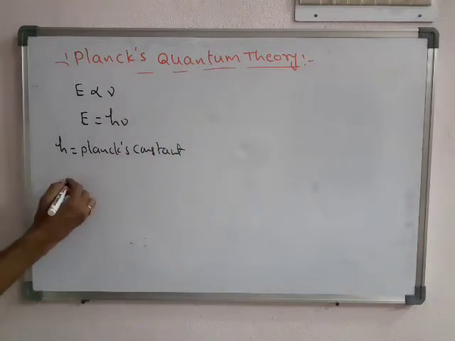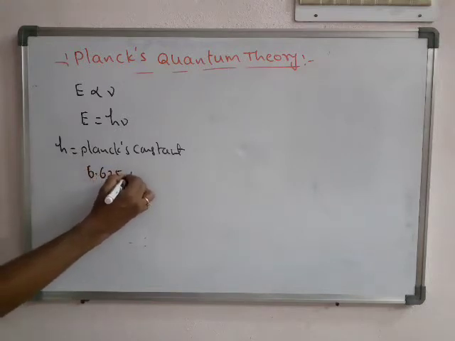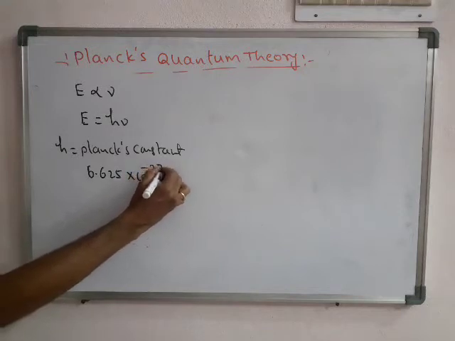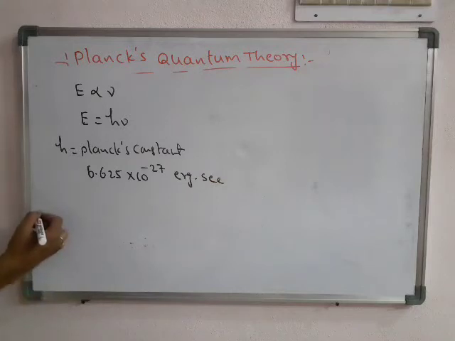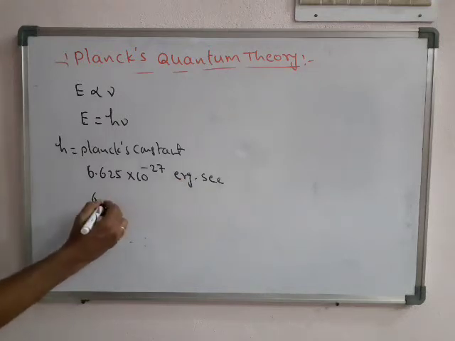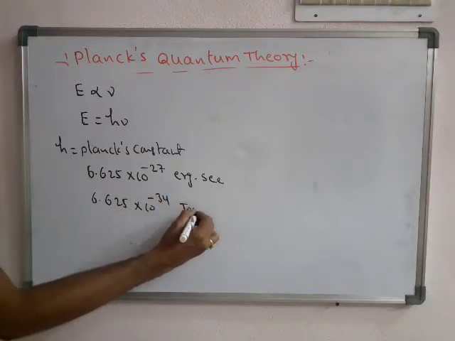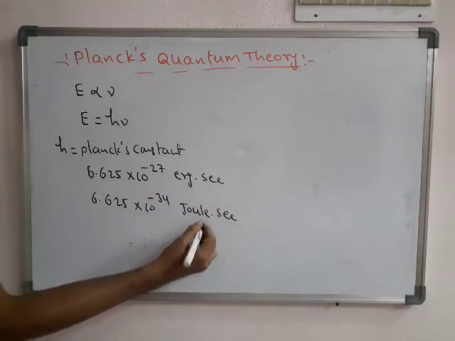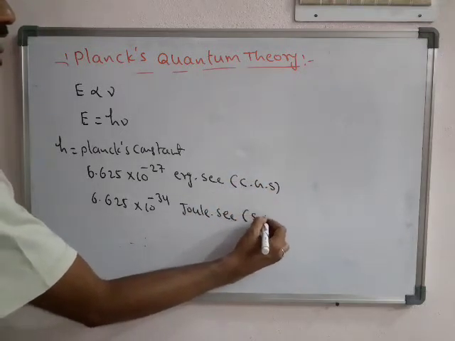We have to remember the values of Planck's constant. Mainly it has two values: 6.625 into 10 to the power of minus 27 erg into second. This is not erg by second, it is erg into second. And 6.625 into 10 to the power of minus 34 joules into second. Generally erg into second is known as the CGS method, and joule into second is known as the SI method.